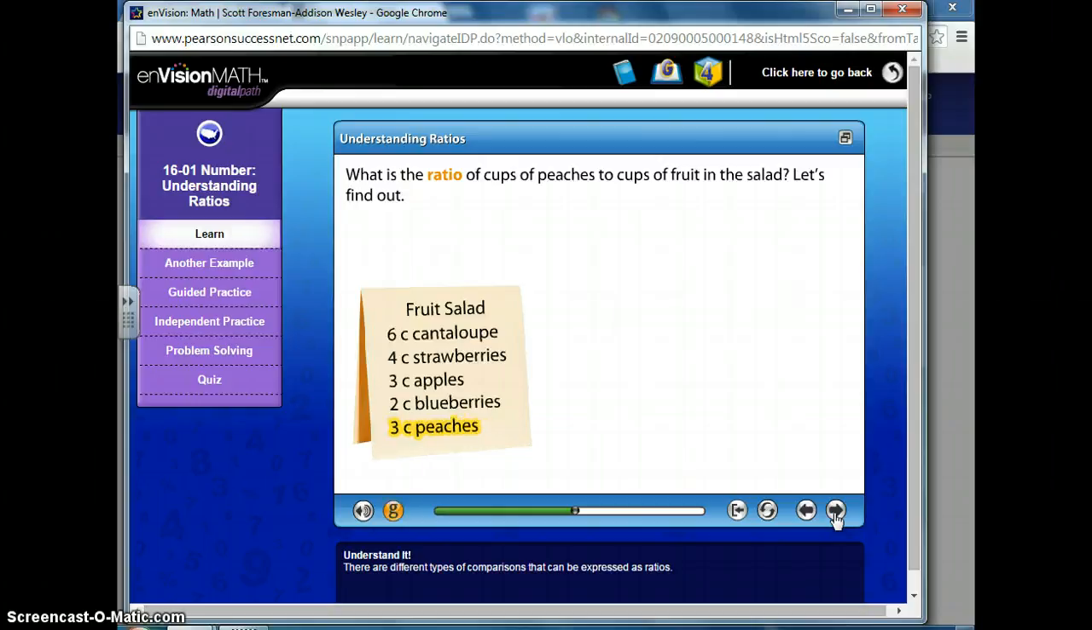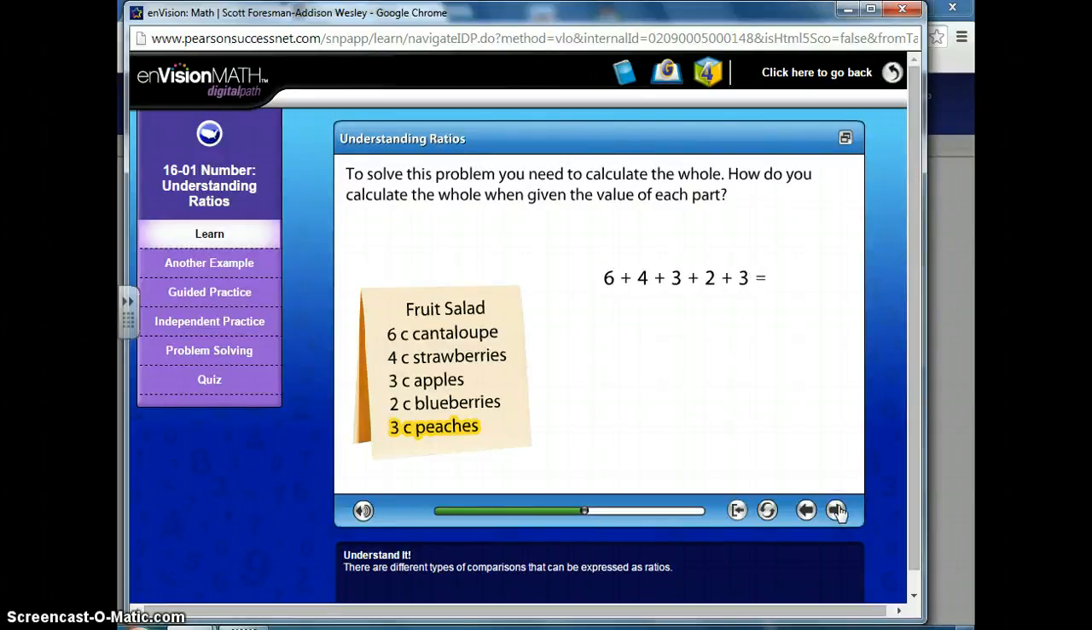Let's find out. Okay, this is a part to whole ratio because they want us to compare the cups of peaches, which is just one part of this salad, to all the cups of fruit in this salad. That means the whole thing. To solve this problem, you need to calculate the whole. How do you calculate the whole when given the value of each part?